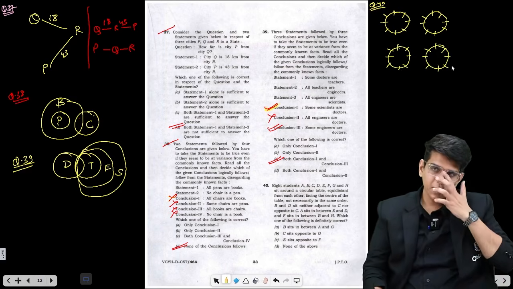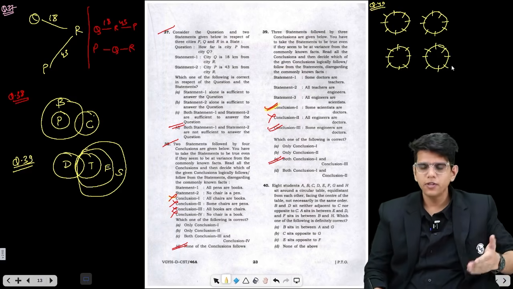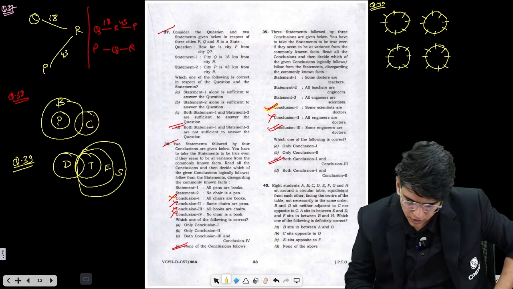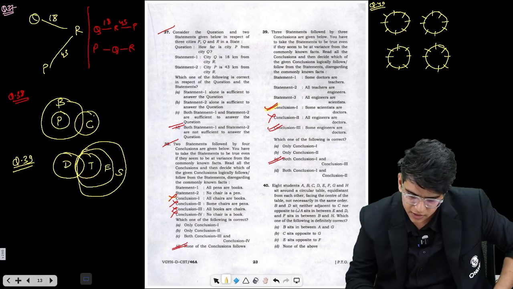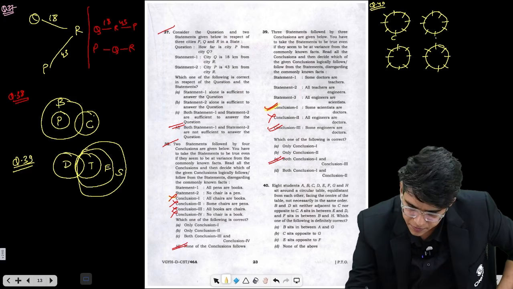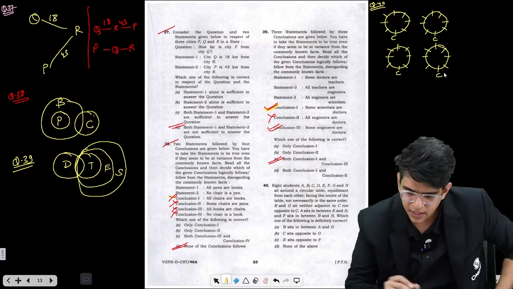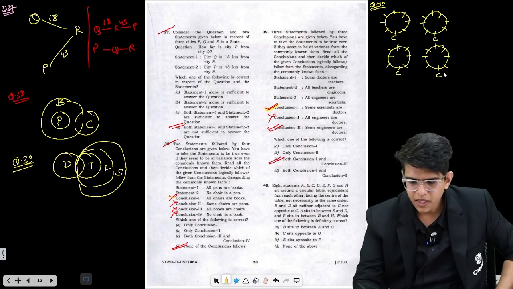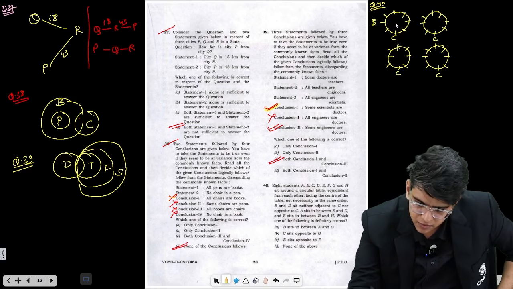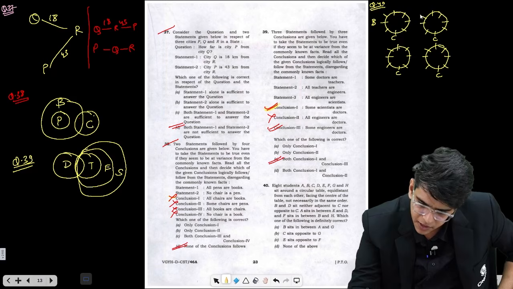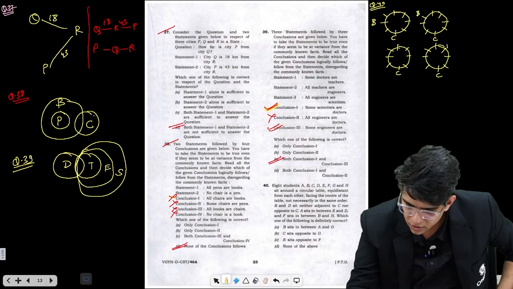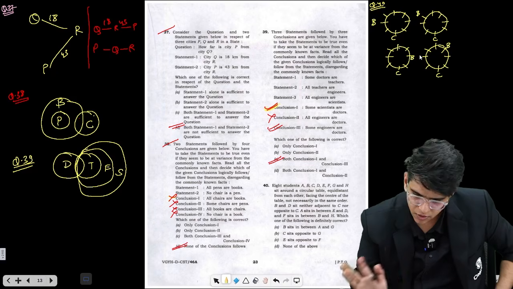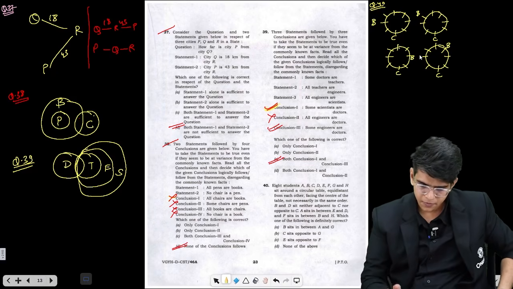So there are multiple possibilities. I am making the possibilities one by one. They have given you equidistance from each other facing the center, not necessarily in the same order. B and D sit neither adjacent to C nor opposite to C. So suppose C is here. What are the possibilities of B? B can be here. Not adjacent or opposite. B can be here on this side and B can be here. Okay, done. I am just setting B first.